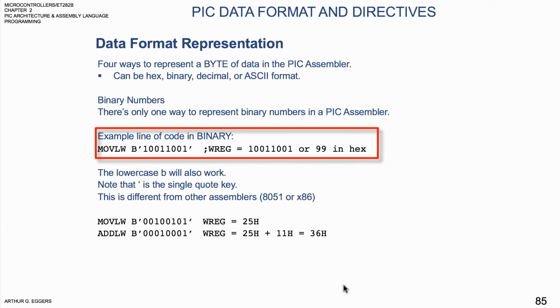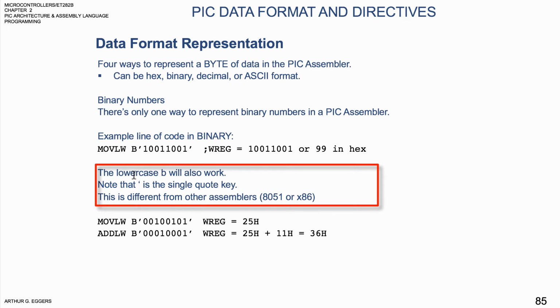Let's look at the same thing for binary. There is only one way to represent binary numbers in a PIC assembler, and it's as follows. Although we had more for the hex, for binary we've only got one. So let's look at the example. Move LW B single quote 1001 1001 single quote is telling you to move into the working register that value, or a 99 in hex. The lowercase b would work instead of the uppercase B. Note that this quote is the single key quote.